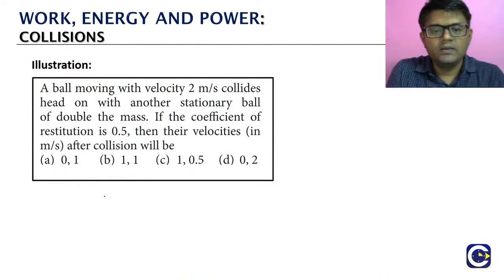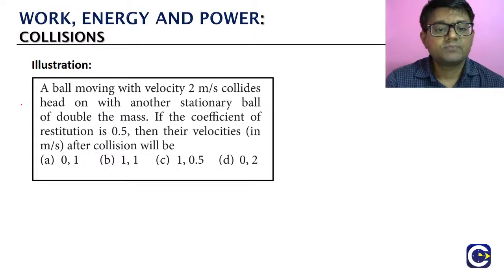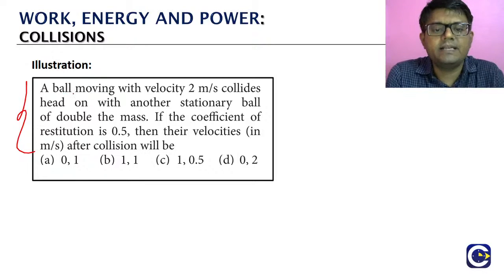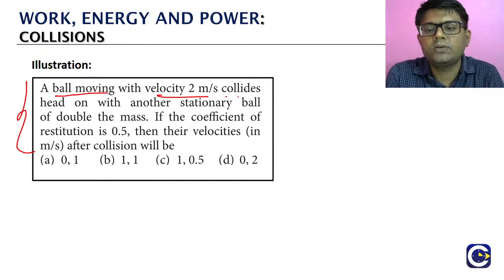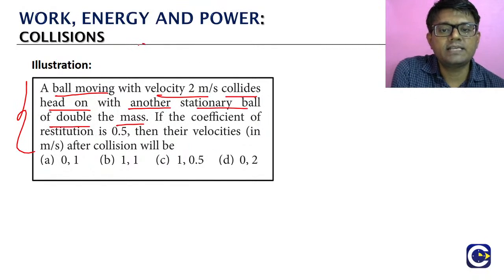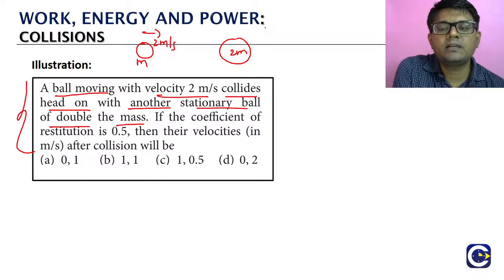Now we can have questions like this, where, like I said, questions can be solved in case of this inelastic head-on type. We'll just read the question. A ball moving with a velocity 2 meters per second collides head-on with another stationary ball of double the mass. They're not even telling the masses, so let's say we have a mass m, another 2m. It is moving with a velocity 2 meters per second. This is at rest.